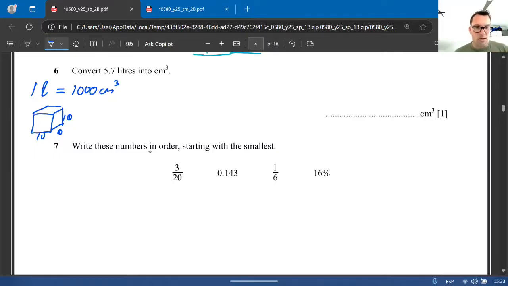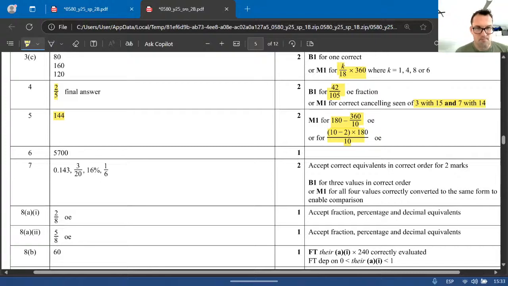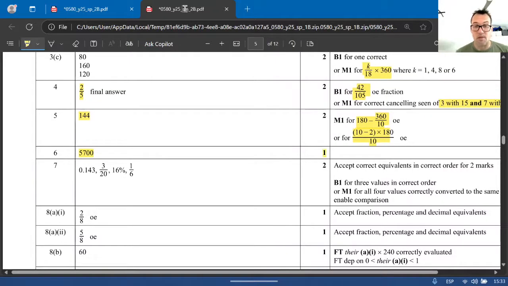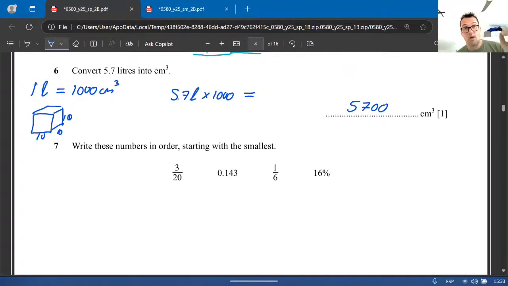So that simply means that 5.7 liters will be 5 point something of those. So you need to multiply that by 1,000, which of course will give you 5,700 centimeters cubed. So you need to remember that fact. 1 liter is a cube that is 10 centimeters by 10 centimeters by 10 centimeters, 1000 centimeters cubed.